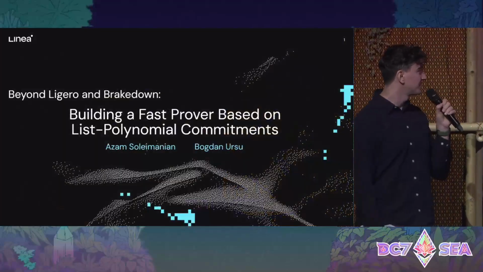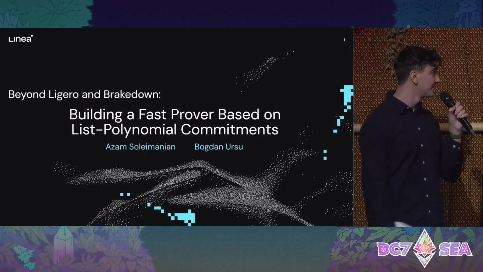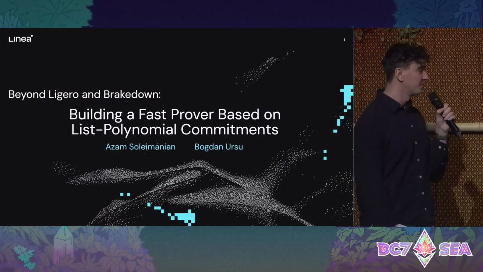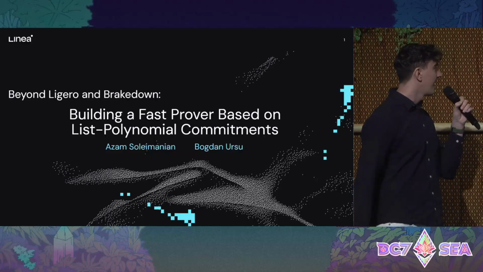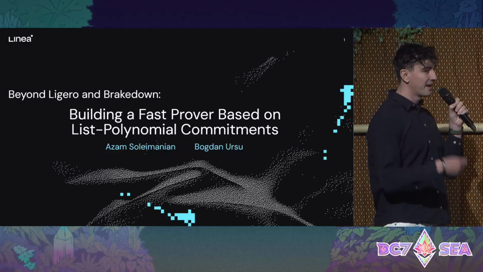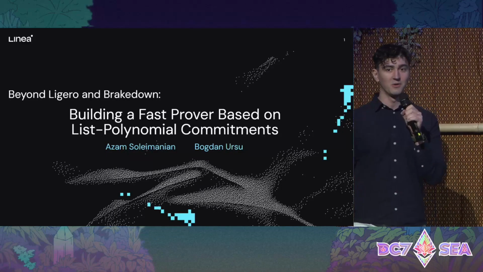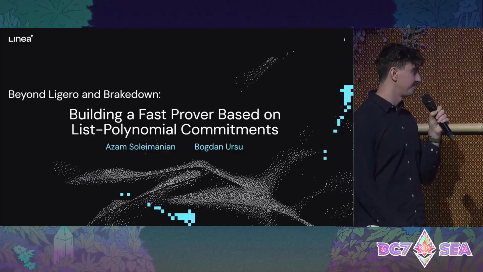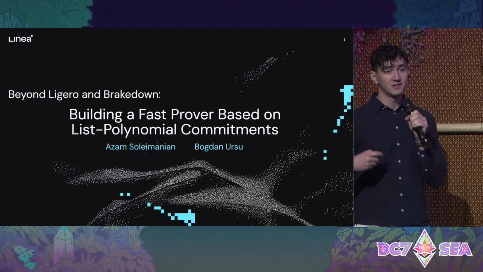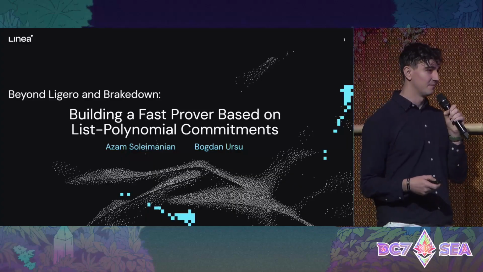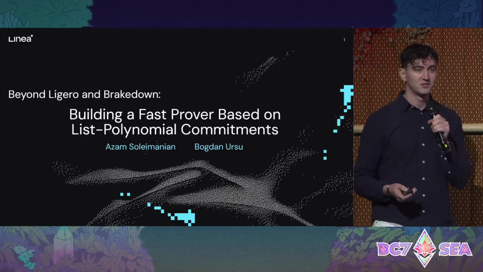So today we're going to talk about how to build provers. This is a joint talk with my colleague Azam. And the main purpose of the talk is to see how we can use List-Polynomial commitments. And we're going to create something based on Ligero and Brakedown, which are two previous works.